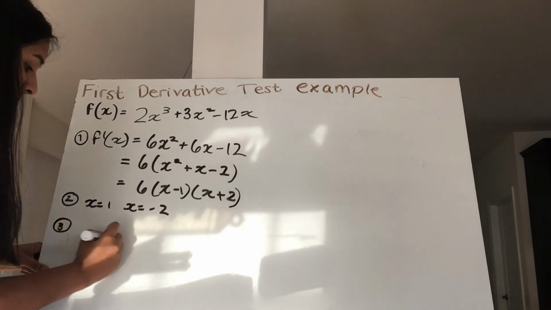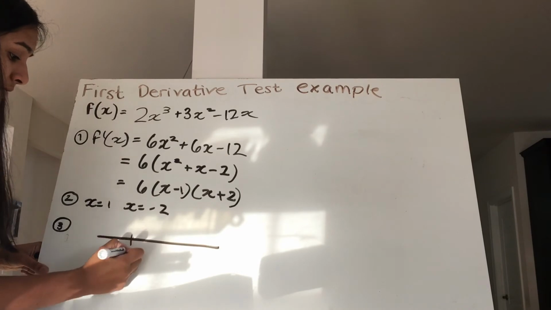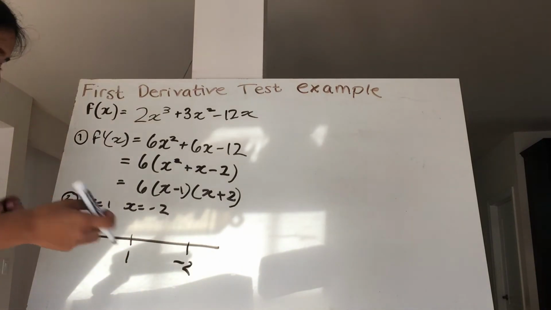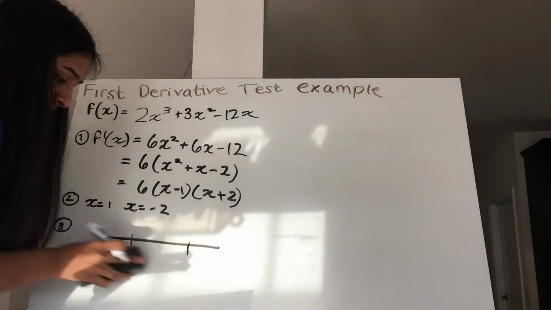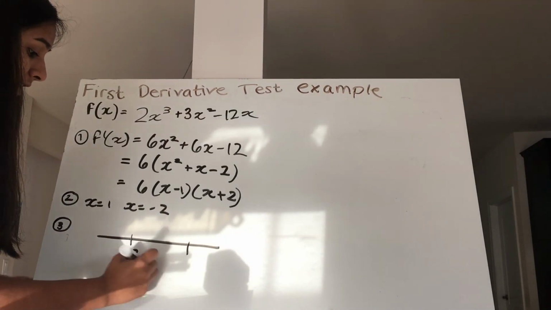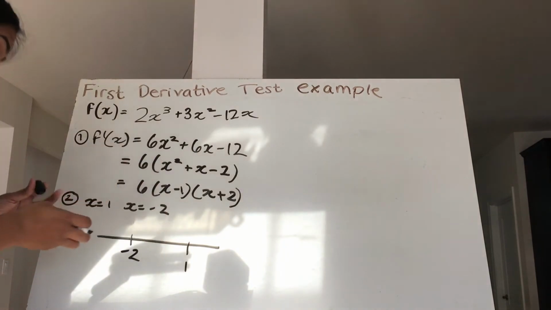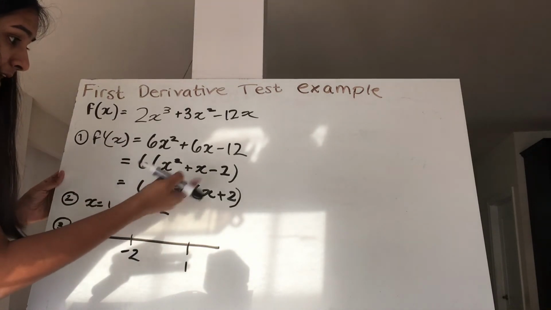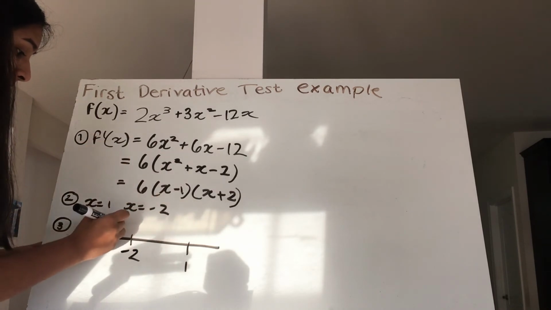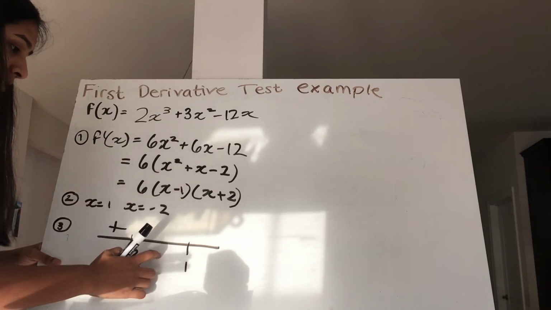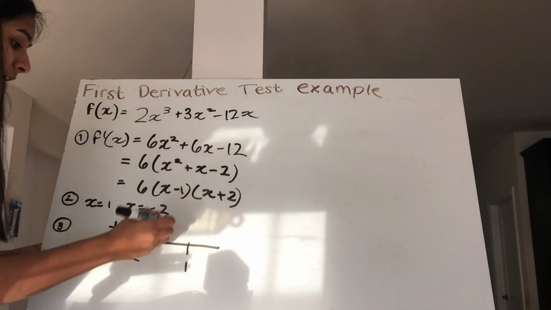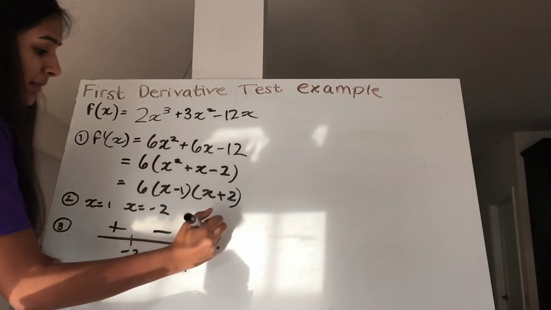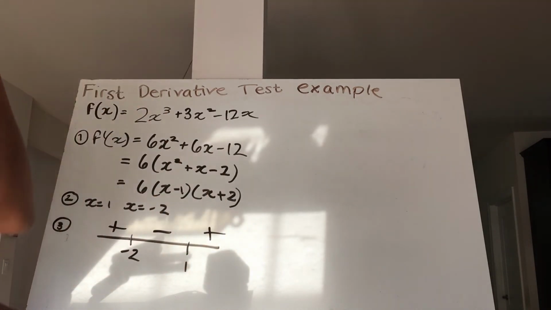Next step, making our sign chart. So we have negative 2 here, 1 here. And let's plug in negative 3. It's negative times negative, so that would be positive. Let's plug in 0, negative times positive, negative, and then 2, which is positive times positive, which is positive.